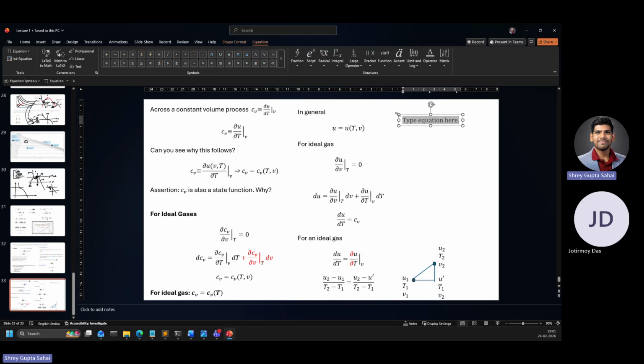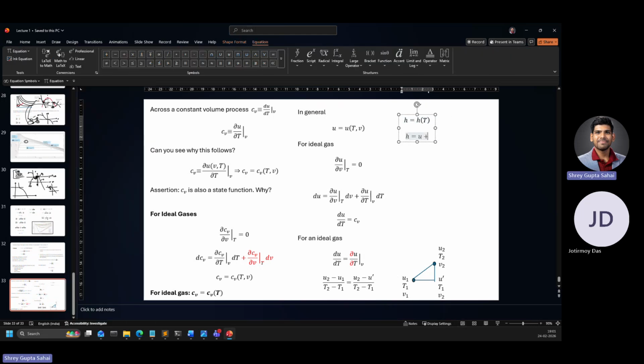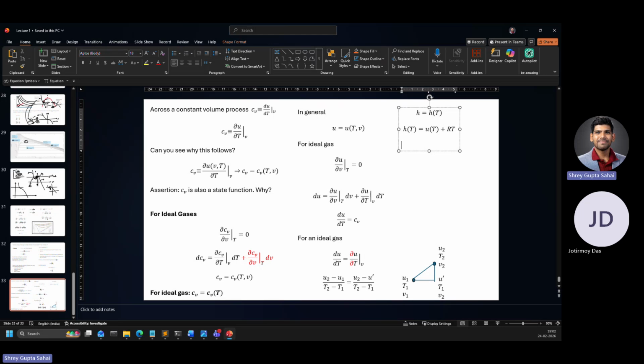Another thing which will follow from this identity is that H is also a function of only T. Can you tell me why? It is quite straightforward. H equals U plus PV, and PV we know is RT. Now for an ideal gas, U is only a function of T, so H will also be a function of only T. So for an ideal gas, both enthalpy and internal energy are only functions of temperature. In general, this is not always true.